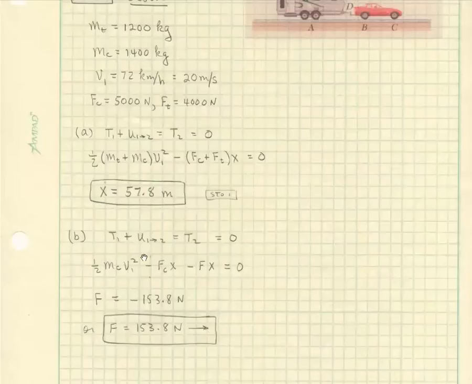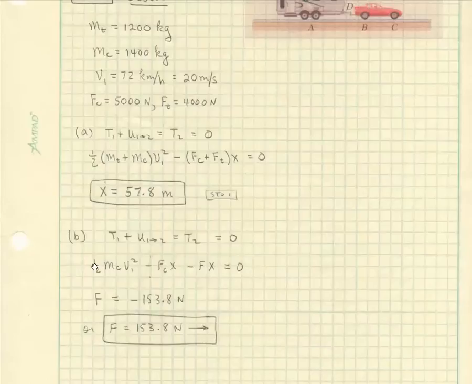The B part wants to know what the force is in the hitch, the horizontal force in the hitch between the trailer and the car. We're going to use work energy principles on that as well, except we're just going to look at the car motion. So we start off with kinetic energy of the car plus the work from 1 to 2 equal to the final kinetic energy of the car, which is going to be 0.